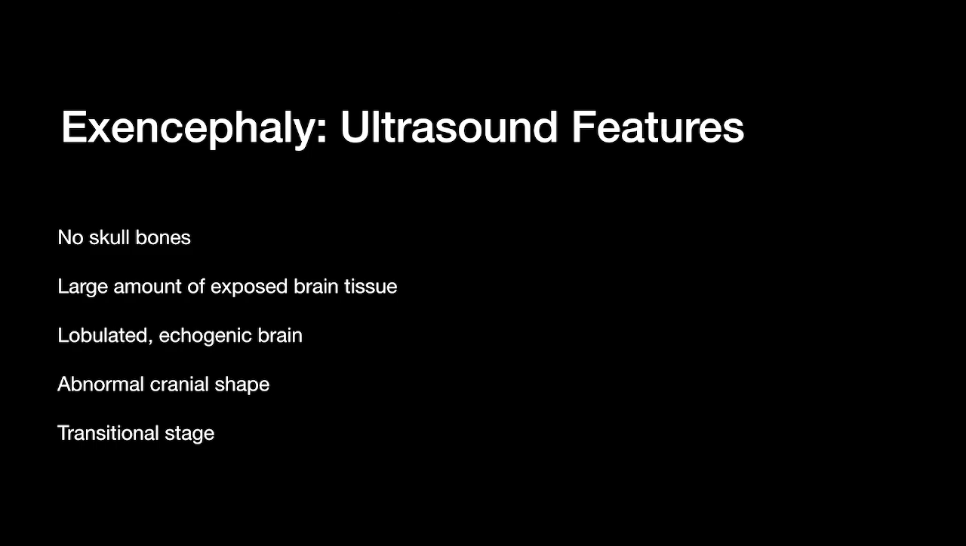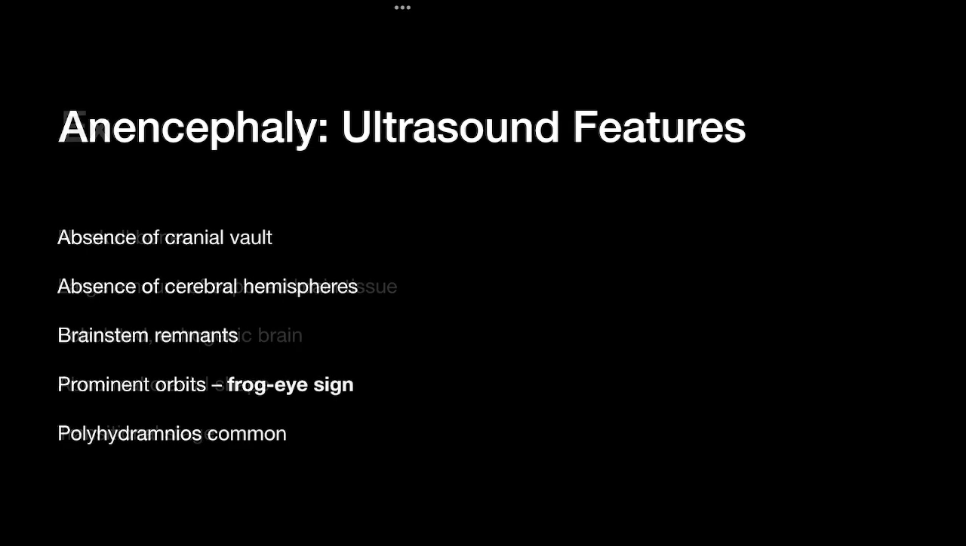Exencephaly has a large amount of exposed brain tissue, and this is just like a transitional stage. Here in anencephaly you won't see any brain tissue. There won't be any cerebral hemisphere because it has all degenerated and mixed with the amniotic fluid. So you will find a lot of echoes in the amniotic fluid. Polyhydramnios is also a very common feature.